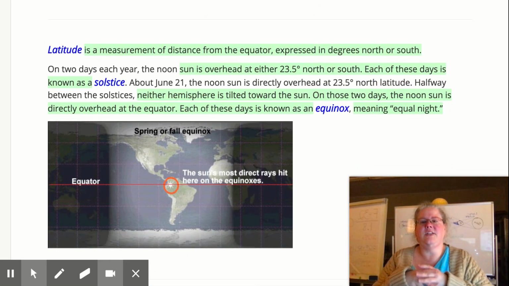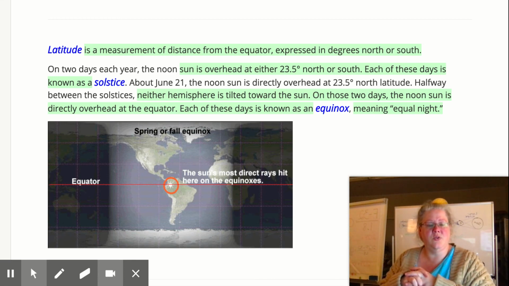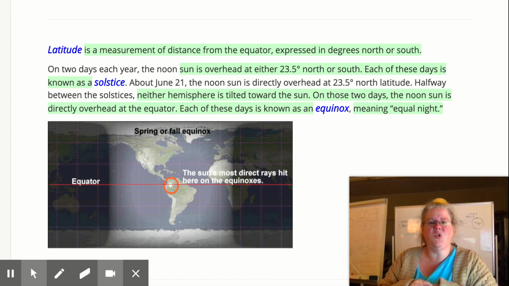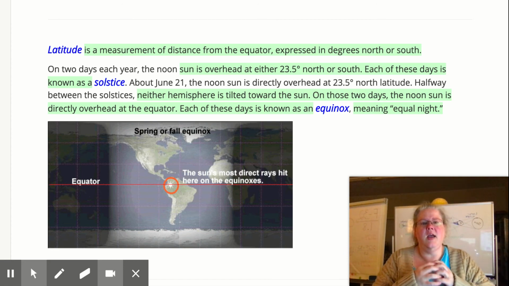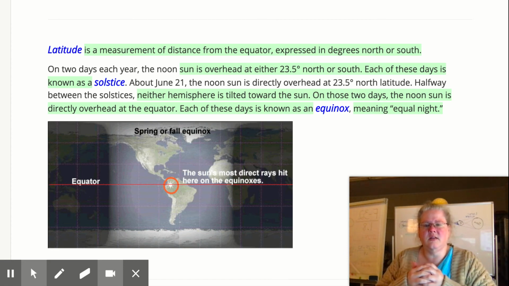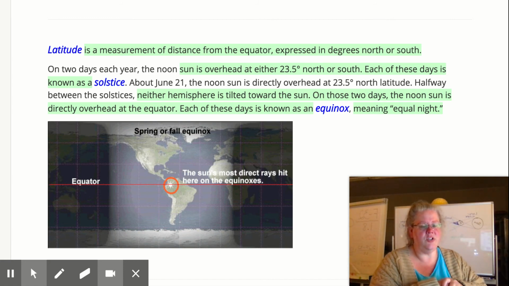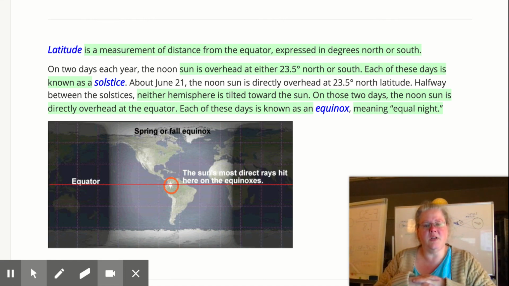Just a quick review. Latitude is that measurement of distance from the equator. It's expressed in degrees north and south. So the Tropic of Capricorn is 23.5 degrees south of the equator. The Tropic of Cancer is 23.5 degrees north of the equator. Solstices happen twice a year, once in our summer and once in our winter, and they are the longest and shortest days of the year. Equinoxes happen in the spring and fall, and they're the equal days and equal nights.